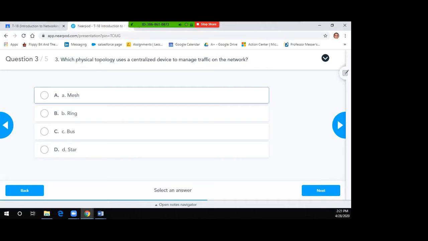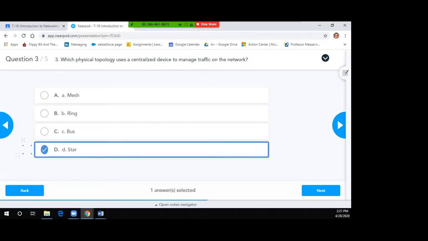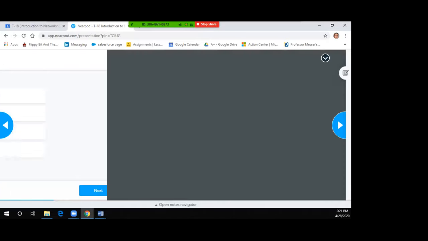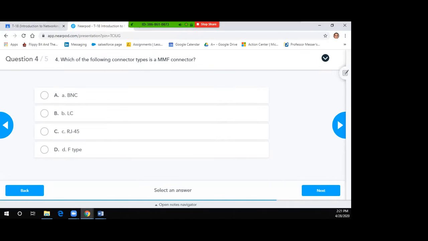Number three. Which physical topology uses a centralized device to manage traffic on the network? A star. Everybody agree? I agree, because it's using a centralized device to manage everything. If I refer back, the star network looks like it has something in the middle. We'll go with star.